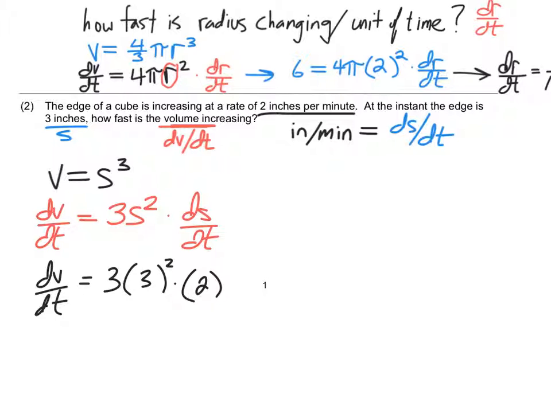Right? In this case, we're looking at 54, what are my units? Inches cubed per minute. Inches cubed per minute. And that's our rate of change of volume.